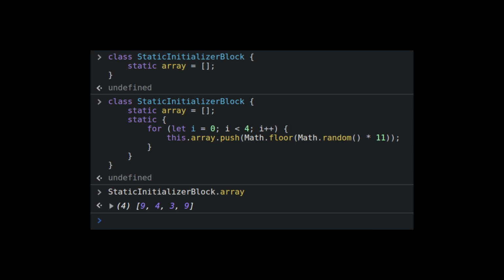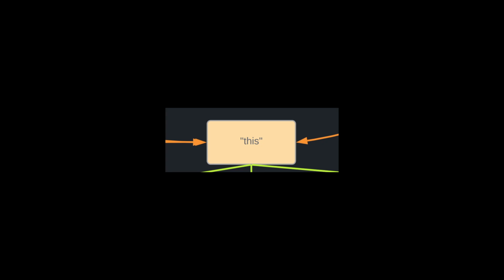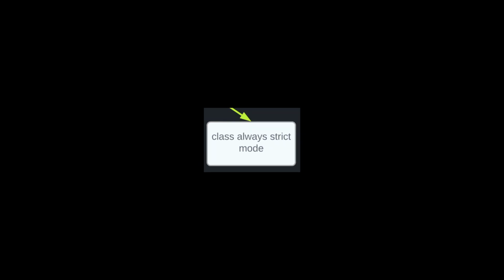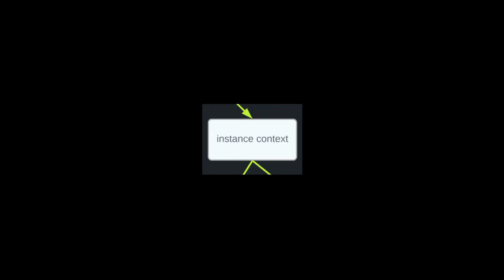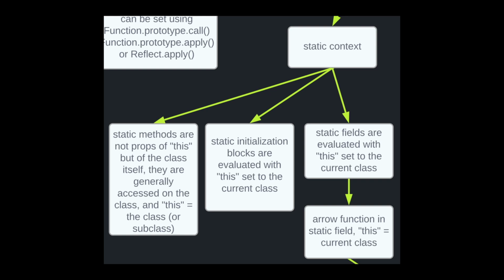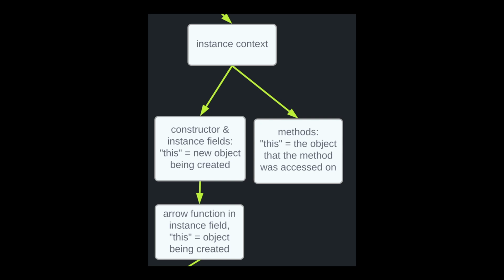Before moving on to the next topic, I want to take a bit of time here to talk about the keyword this. The value of this depends on the mode and the context. Classes are always in strict mode, meaning that the value of this can be null or undefined. Inside classes, we have two types of context, the static context and the instance context. As we just saw with static initialization blocks, inside static methods and static fields, the value of this refers to the class itself. Instance context refers to constructors, instance fields, and methods.